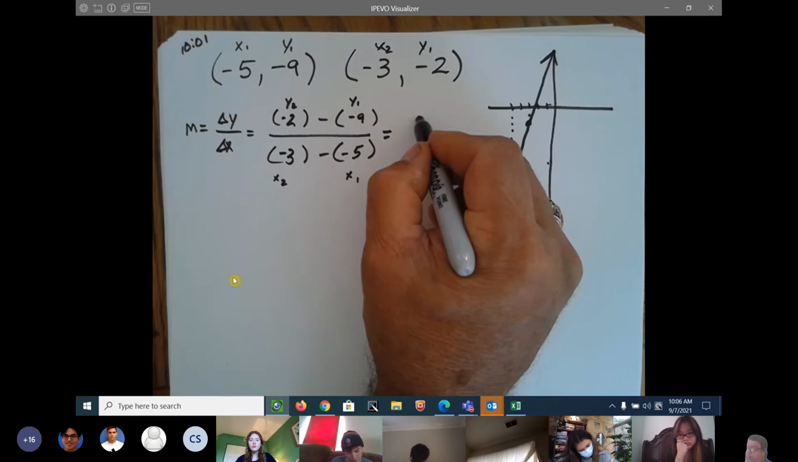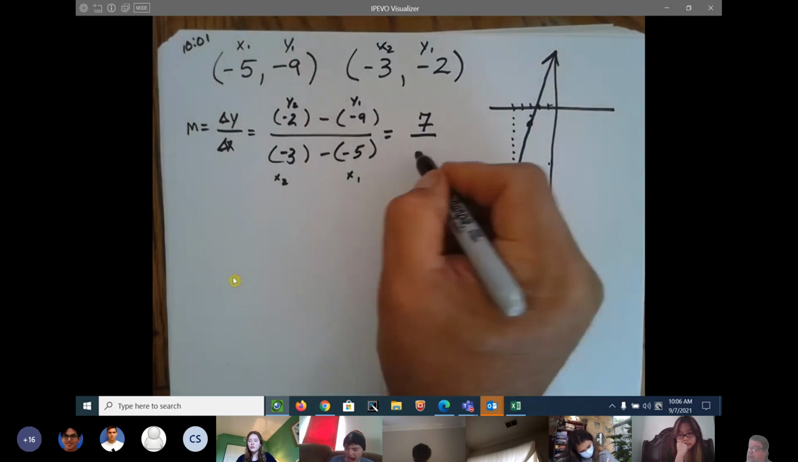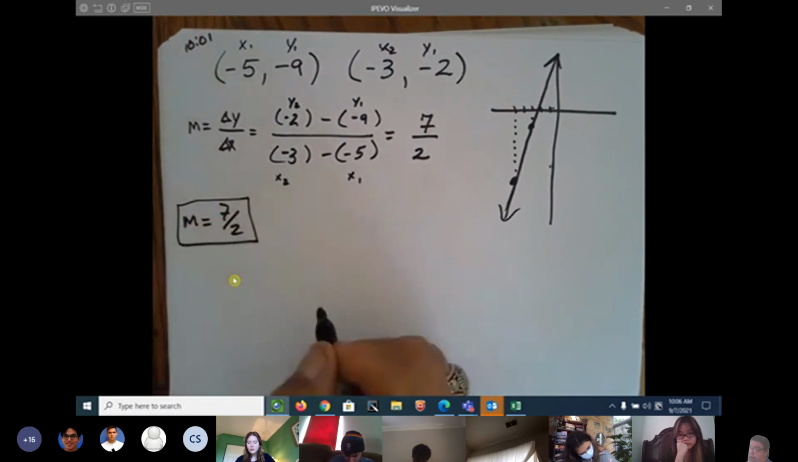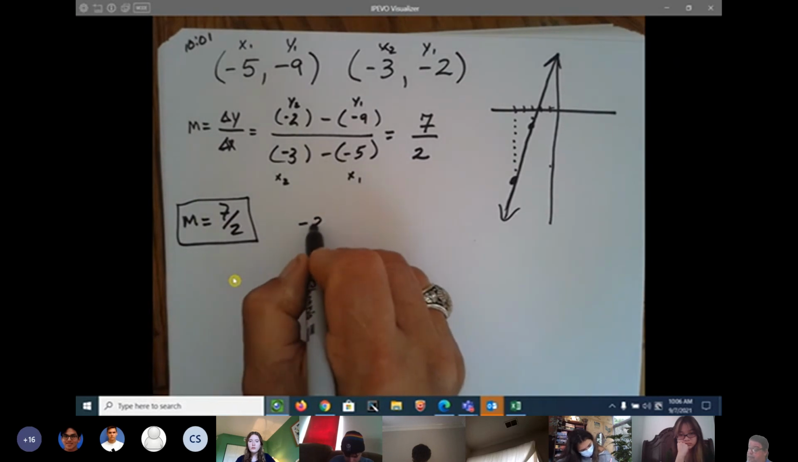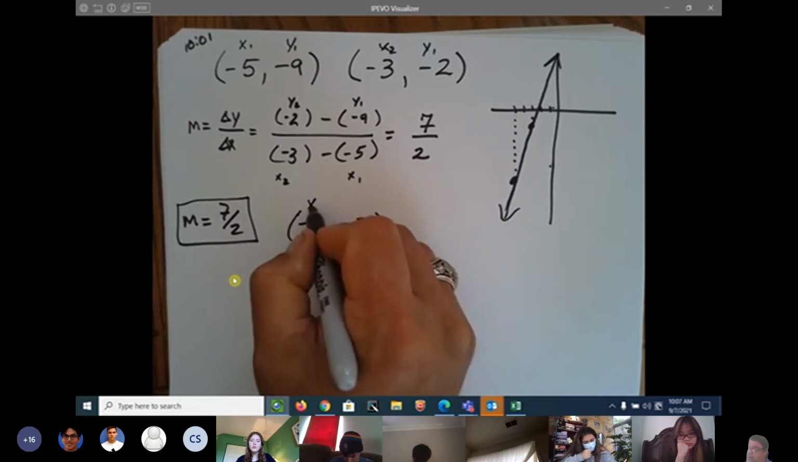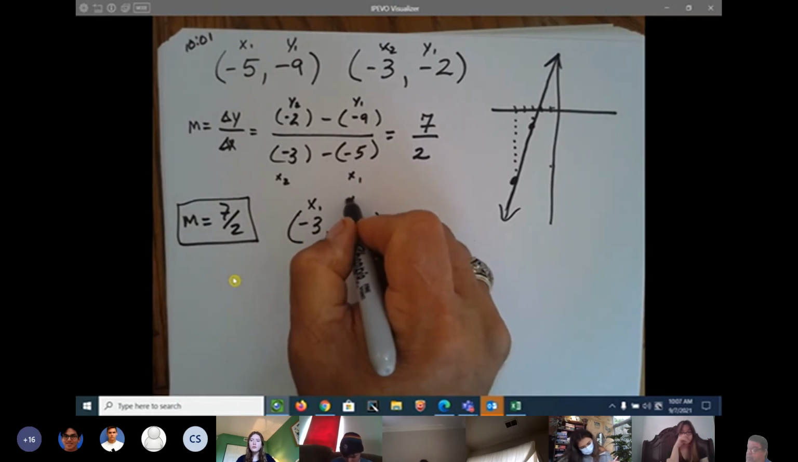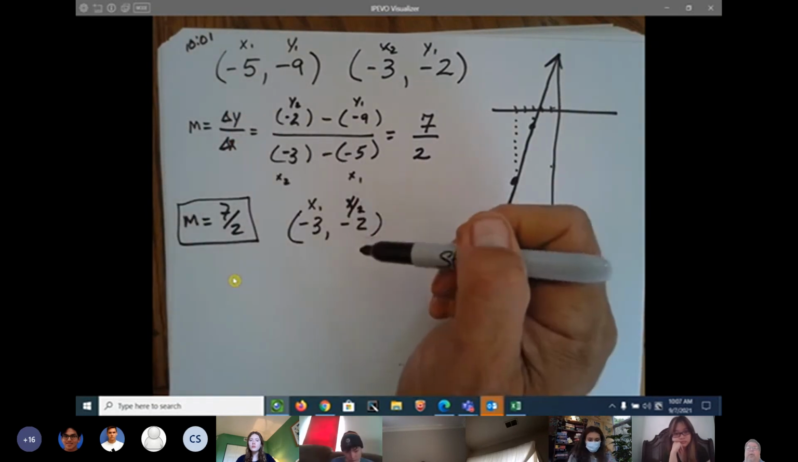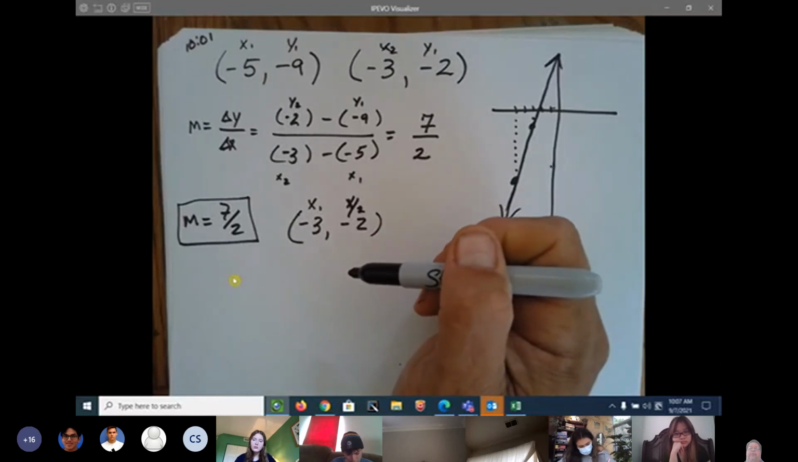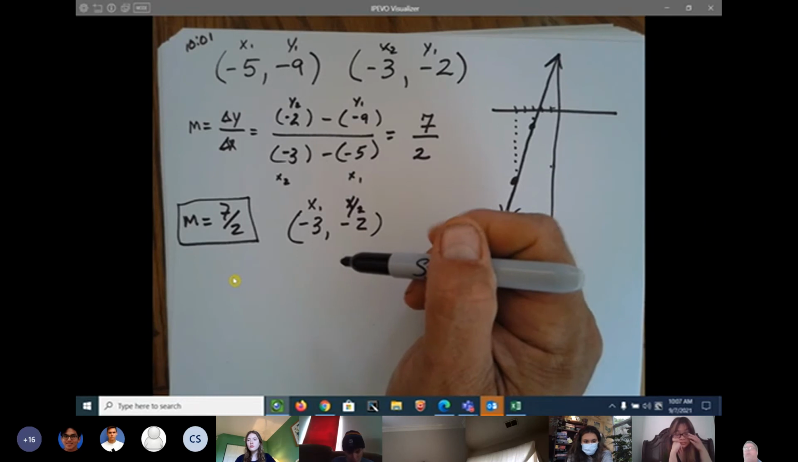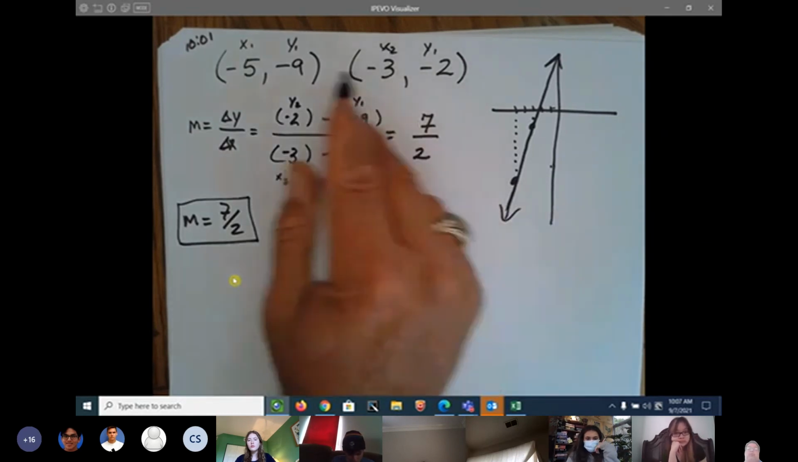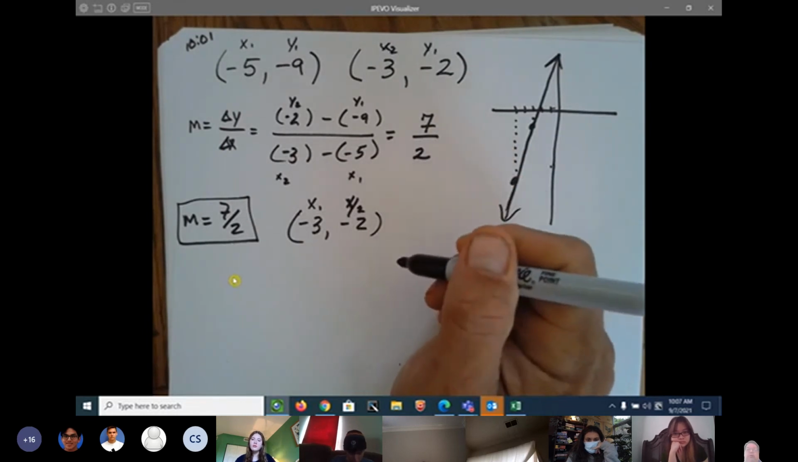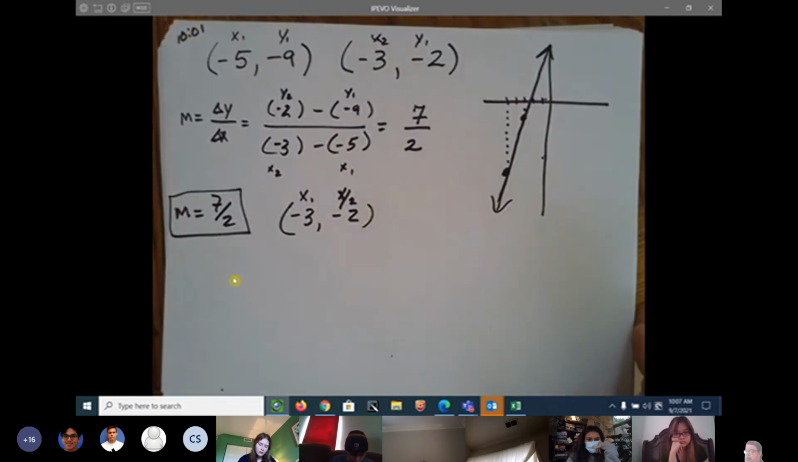-2 plus 9 is 7. -3 plus 5 is 2. So M is equal to 7/2. And point -3, -2. Why did I pick -3, -2? I could have picked -5 and -9. Why would I pick those two numbers over these two? They're smaller numbers, they're easy to work with. That's right, class. Good job. Always pick your smaller numbers.